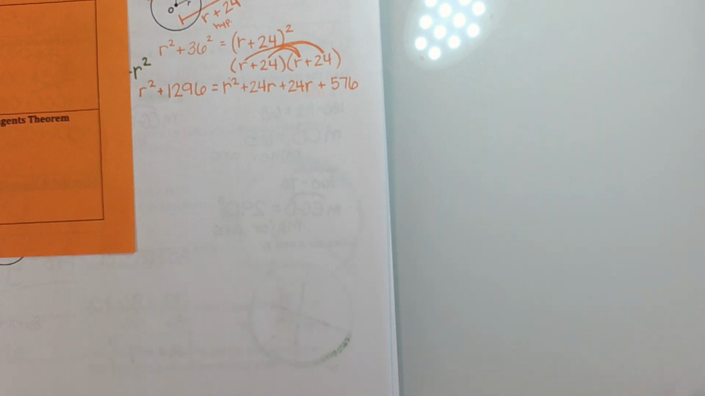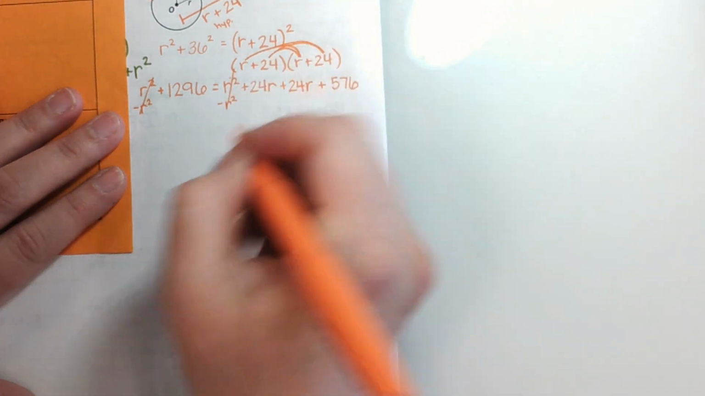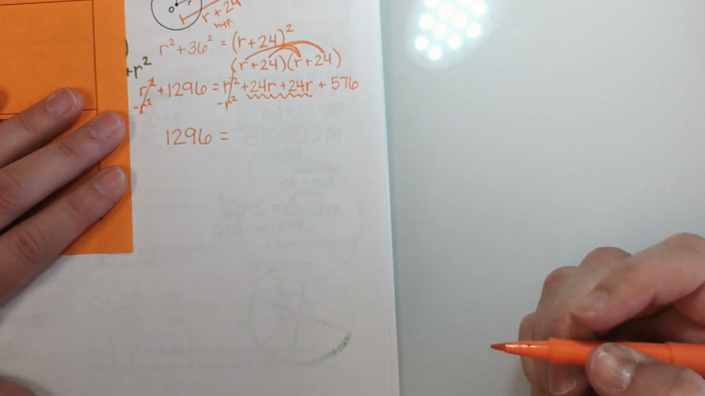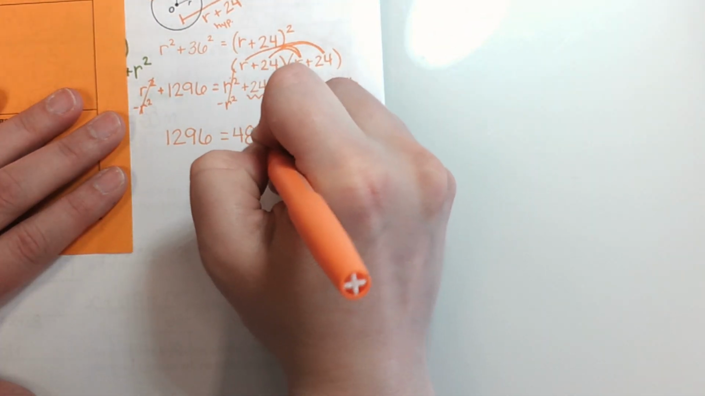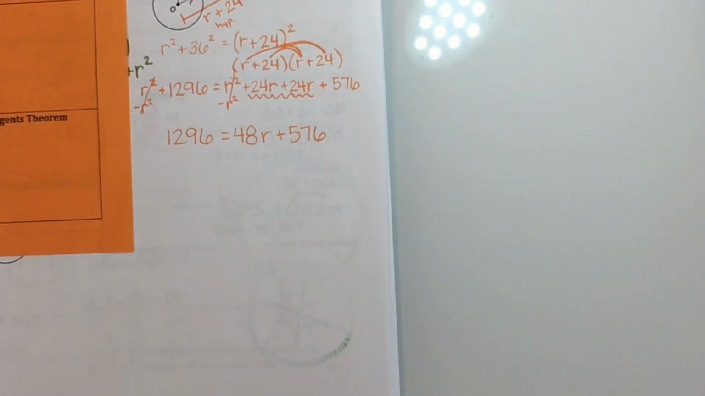Brody, once we get this far, what do you think I should do next? I can minus the r squared as I combine like terms. Gone, gone. 1296 equals, I'm going to combine these at the same time. 24r plus 24r is 48r plus 576. Do we know how to solve it from here? Probably. Yes, we do. It's algebra. It's linear algebra.